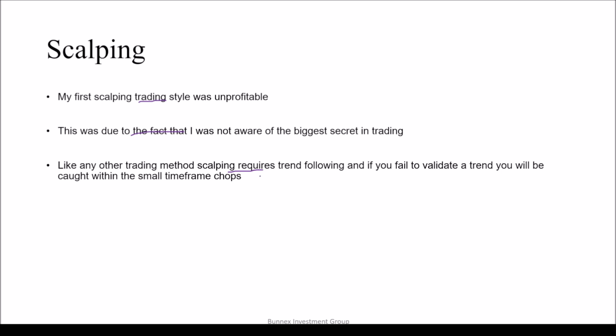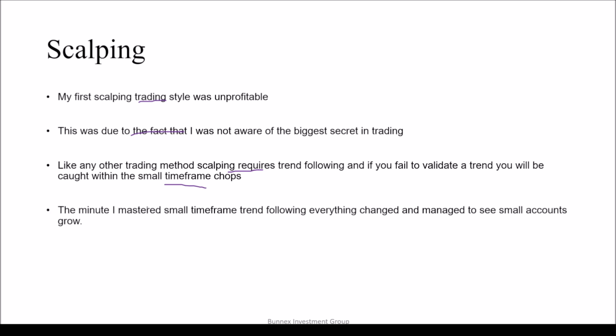Have you ever seen a moment whereby when you buy, it sells, when you sell, it buys? You are usually in these small time frame chops or small time frame consolidations. So how do you go out of these phases? The minute I mastered small time frame trend following, everything changed and I managed to see small accounts grow. Right now, I actually trade several prop firm accounts, and these are actually where I get my living from.